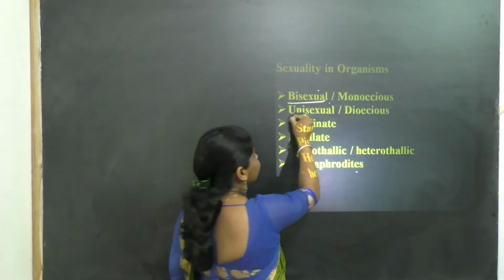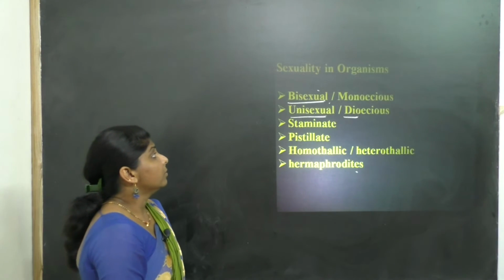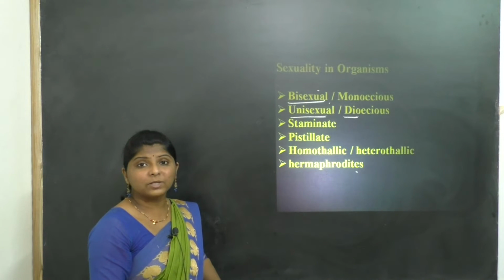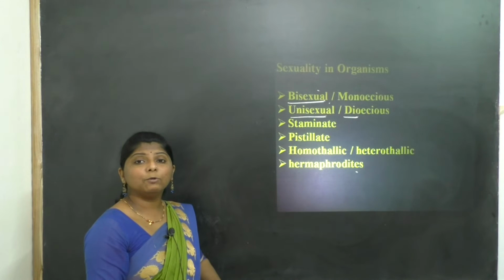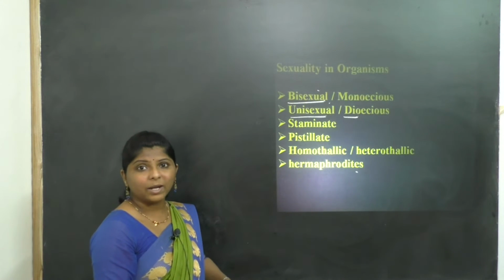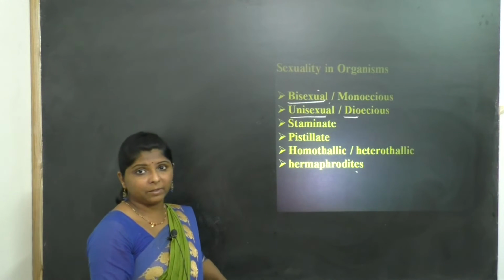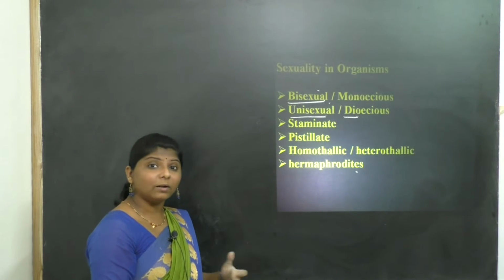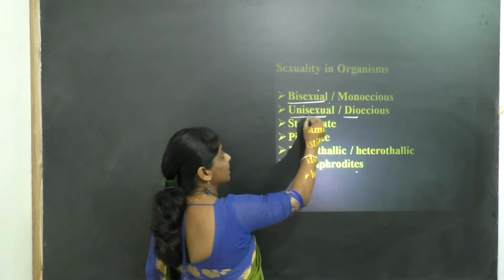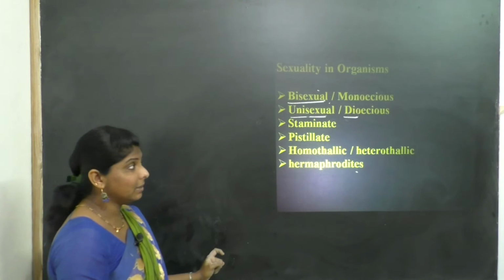Okay, what is unisexual condition or dioecious condition? So unisexual means the organism is producing only one gamete. It is having only one reproductive structure, either male or female, producing only male gamete or female gamete, any one among them. Such organisms, animals, are unisexual. When it comes to plants, we call it dioecious.